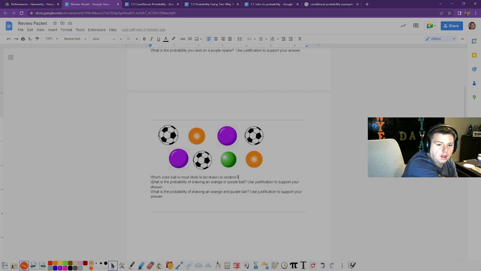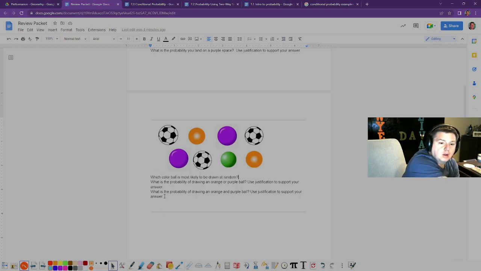And then really getting into the root of what's the probability of drawing an orange or a purple. So how many orange are there? How many purple are there? So that would be 4 out of my total: 1, 2, 3, 4, 5, 6, 7, 8. 4 out of 8, which simplifies to 1/2.